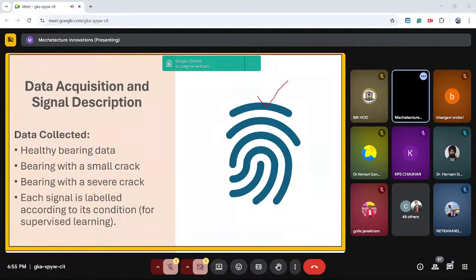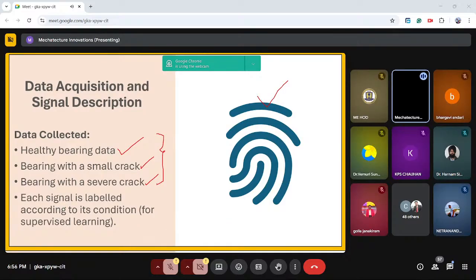A normal bearing always gives the same signal under the same condition. So you need to know how your bearing will give signal for the different working conditions. Now for the same bearing with a small crack, you should experimentally get the signal. And you also need to know how the bearing will give signal if there is a severe crack, because these are the input data needed to train your AI model.